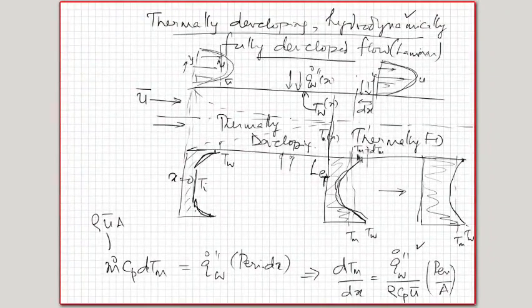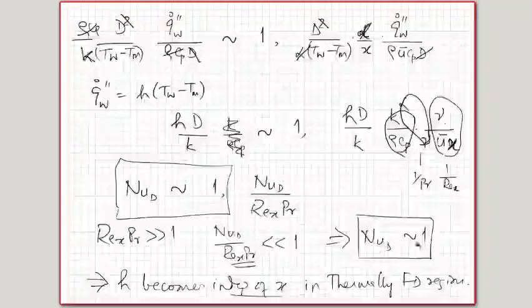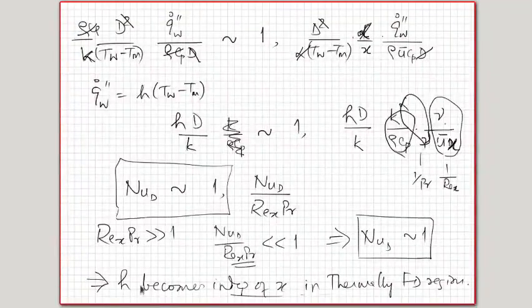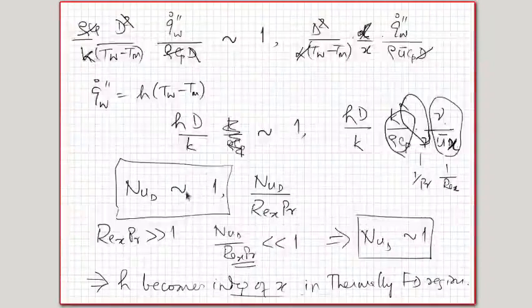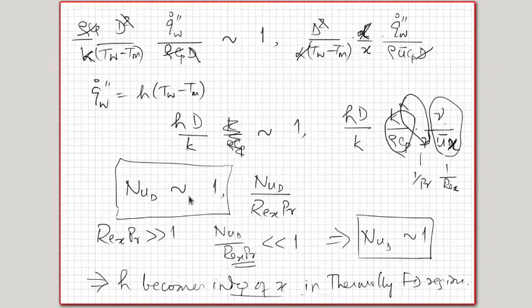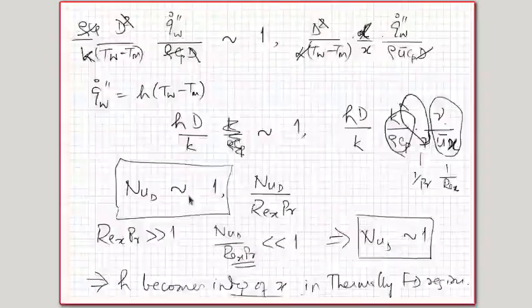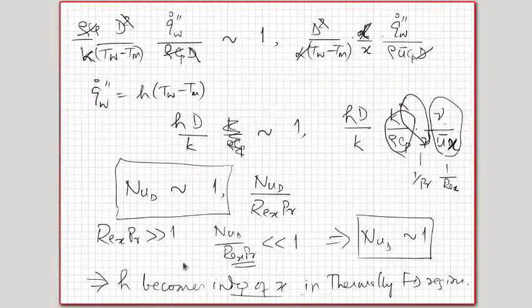And in the fully developed region, what we have said is that your Nusselt number becomes of the order of 1, so you get h becomes independent of x, and you get a single number for the Nusselt number which is in the order of 1, which is like between, let's say, between 1 and 10. That is typically the number that you get, or 0.1 and 10 if you like.